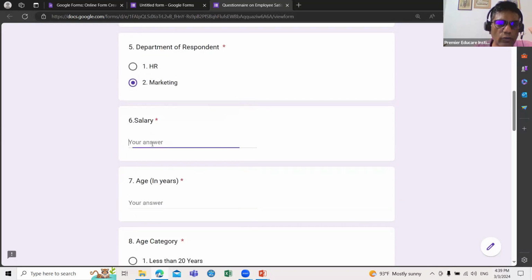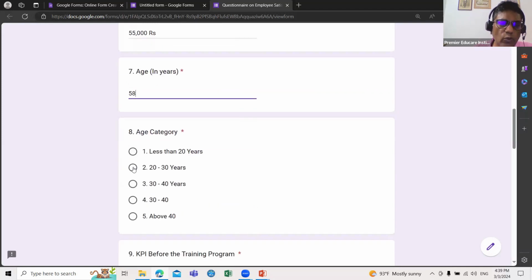compulsory. Salary you have to write down here. Salary is 50,000 rupees or whatever. Age you can write here, 58. Age category, you can click either any category. Remember, you are supposed to have only question number 7, no 8. You don't have to put both.